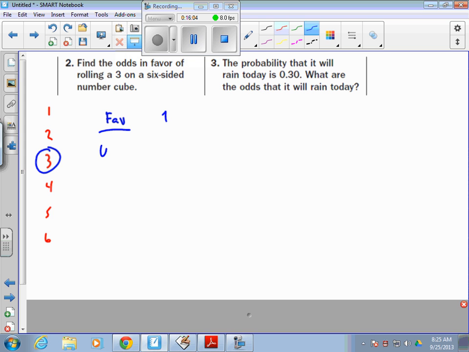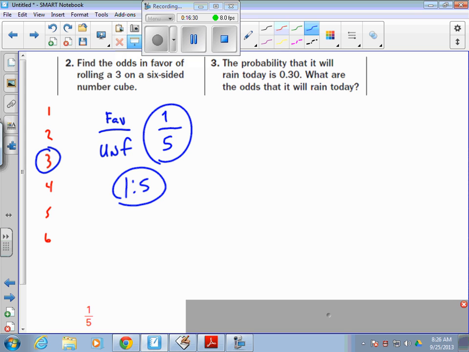The unfavorable amount is not 6 because 6 is the total. The ones that are not 3 are 1, 2, 4, 5, and 6. When you count up all of those, there are 5 of them that are not the number 3. So your odds are 1 to 5, or you can write it as 1 to 5.